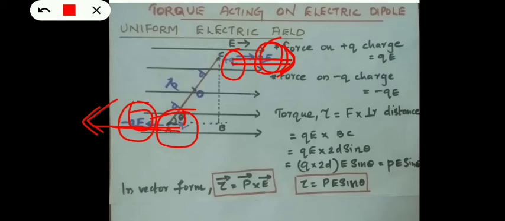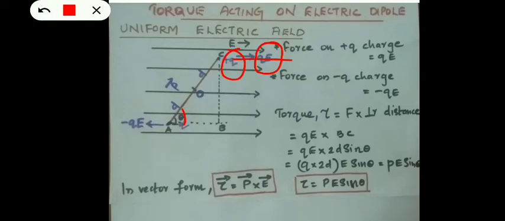So these two forces constitute a couple. Why? Because these two forces are equal and at the same time opposite. So two equal and opposite forces constitute a couple, and due to this couple, the dipole starts to rotate in a uniform electric field. So whenever an electric dipole is placed in a uniform electric field, it starts to rotate. Why? Because equal and opposite forces which constitute a couple act on the dipole. As a result, torque comes into play.